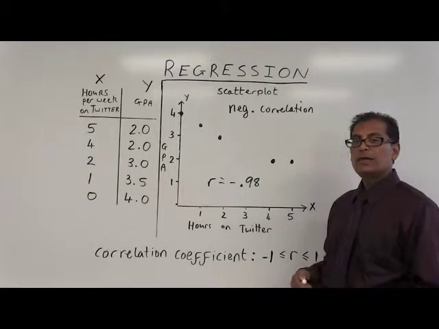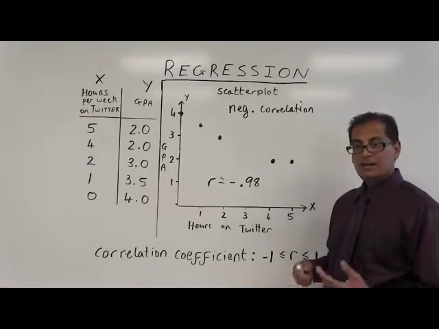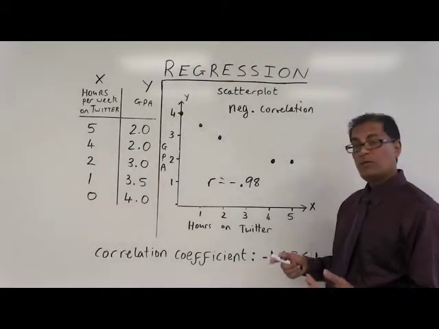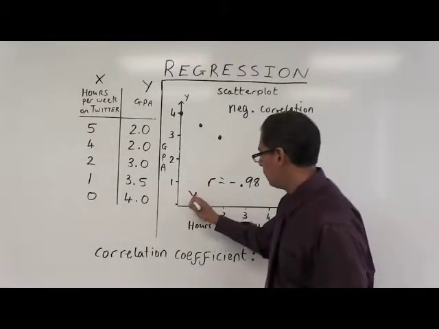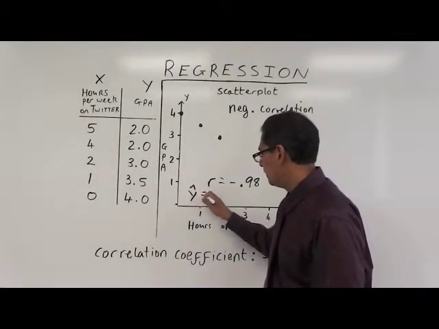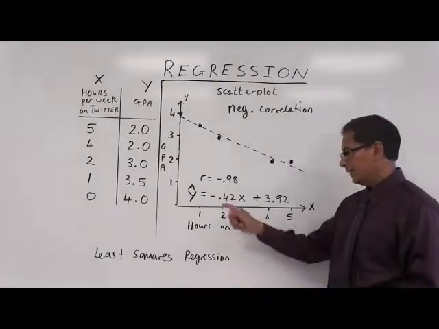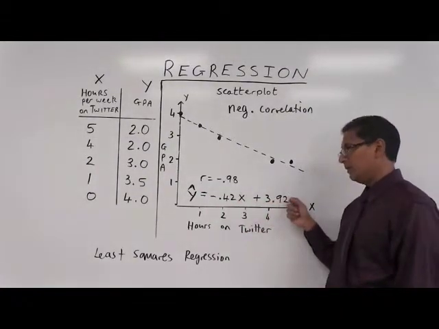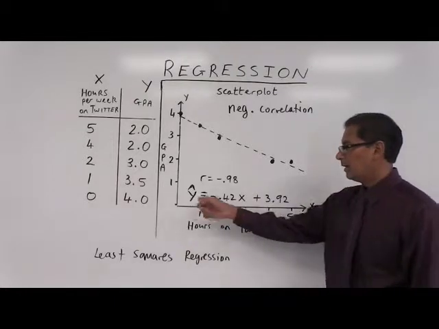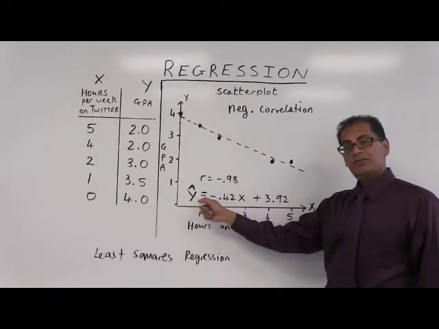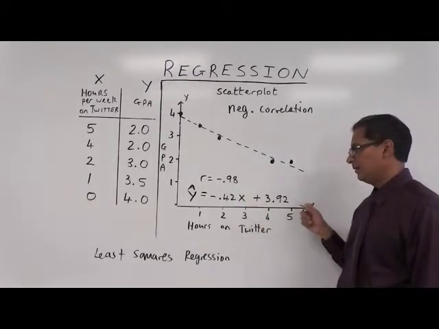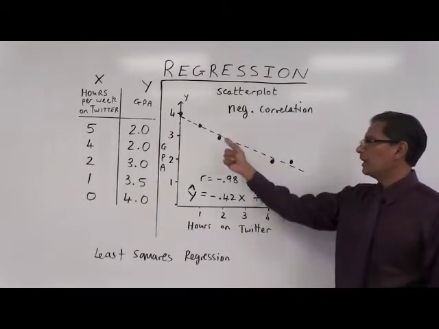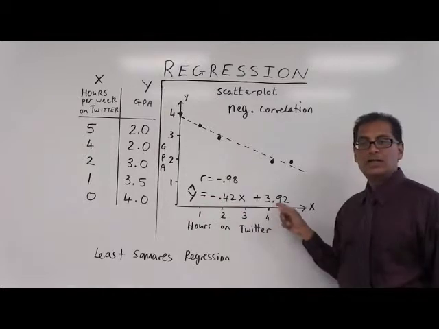So software, again, will show us that the linear regression equation for this line is, we're going to call this y hat equal negative 0.42x plus 3.92. In other words, the GPA is equal to negative 0.42 times the hours on Twitter plus 3.92. And in the dotted line, you see a graph of this actual equation here.